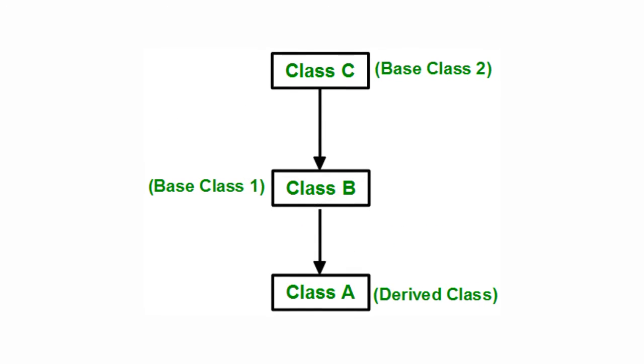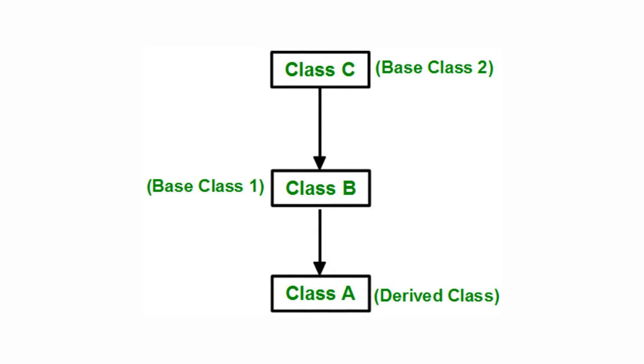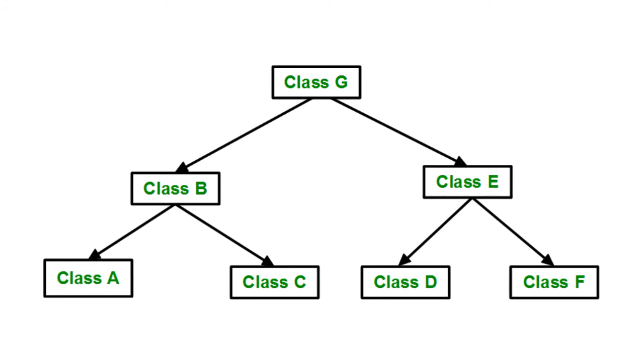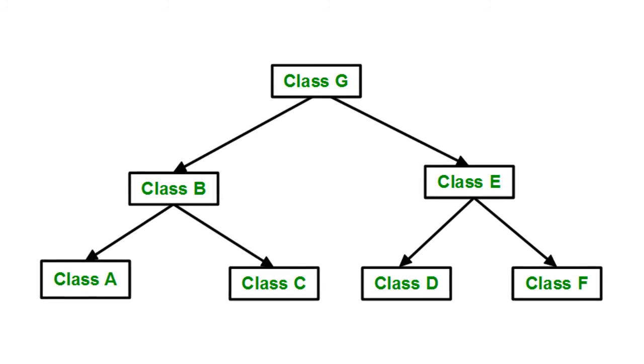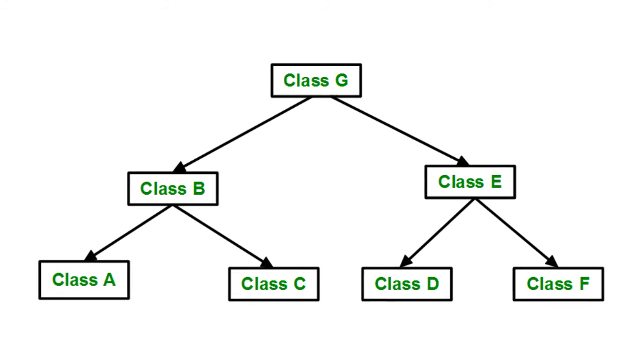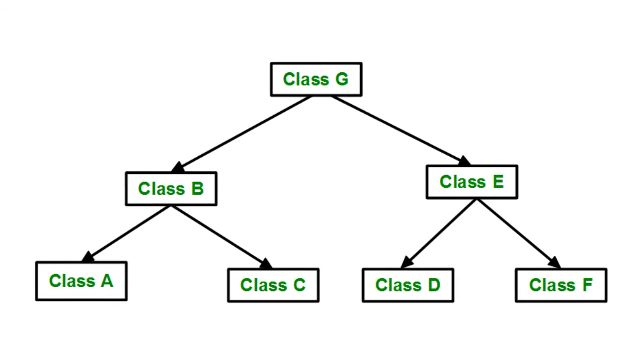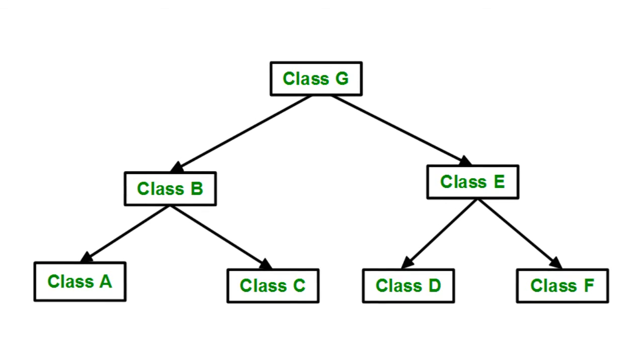Now we have multi-level inheritance. In this type of inheritance, a derived class is created from another derived class. At number 4, we have hierarchical inheritance. In this type of inheritance, more than one subclass is inherited from a single base class. So in essence, more than one derived class is created from a single base class.